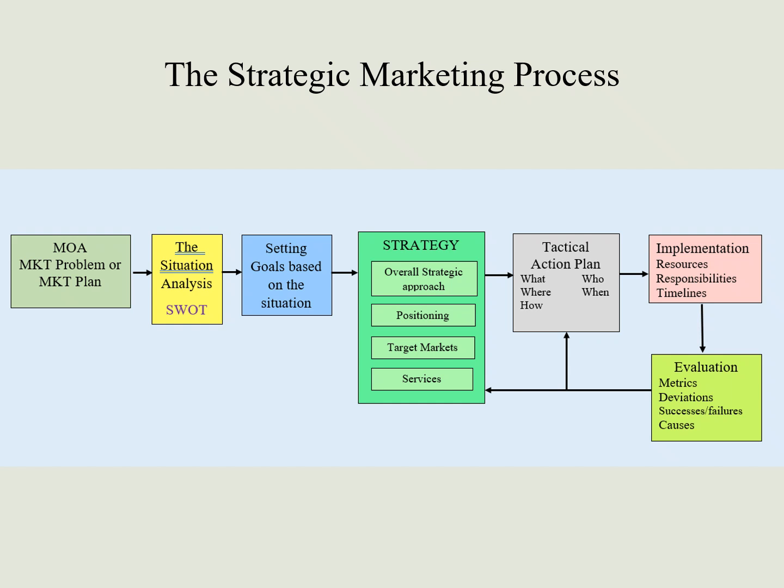The tactical action plan then follows. Those are the factors that we use, or the actual action plan that we use to make that strategy come to life. We talk about implementation. We implement that strategy, and then we evaluate it to see if we're actually going where we thought we were going, or whether there needs to be a modification to the strategy, to the action plan, or the implementation procedures.